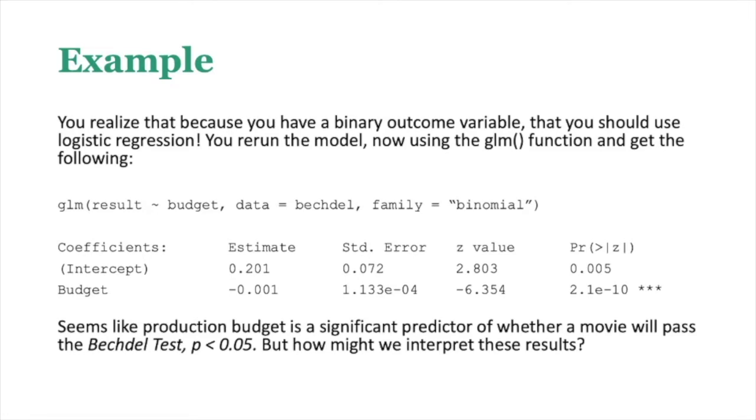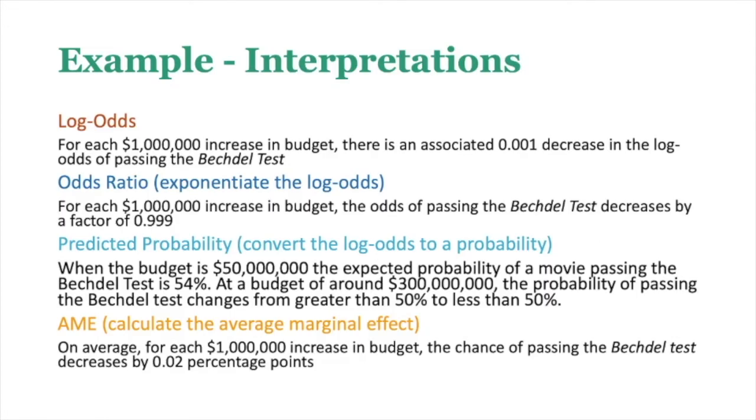But now that coefficient is in terms of the log odds. So for a 1 unit increase in budget, there's a negative 0.001 change in the log odds of a passing grade on the Bechdel test. To actually interpret these, we can use log odds, odds ratios, predicted probability, AME, all of those. Again, we're going to go into much more detail later on.